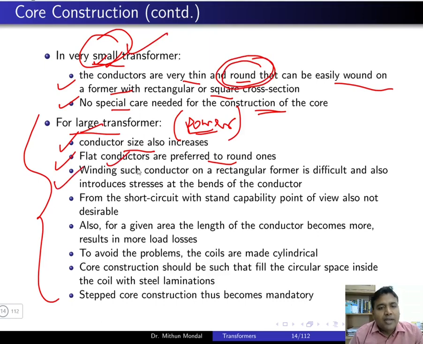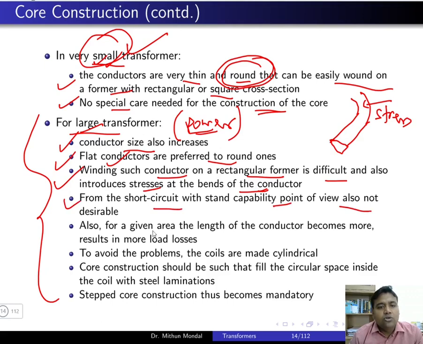And winding for such conductor on a rectangular former is difficult and introduces stresses at the bend of the conductor. So if the conductor is rectangular in shape, when it is bending, maximum stress will be produced in this particular area. So from the short circuit withstand capability point of view, it is also not desirable. This rectangular cross-sectional area is not desirable because there will be short circuit when the stress will be quite high. So for a given area, the length of the conductor becomes more, resulting in more load losses. So again, the length of the conductor is increasing and resulting in more losses.